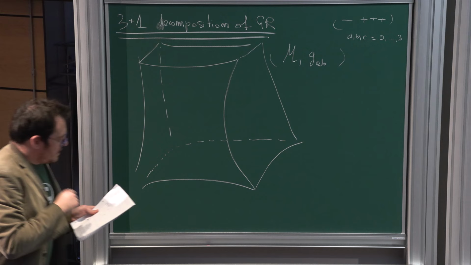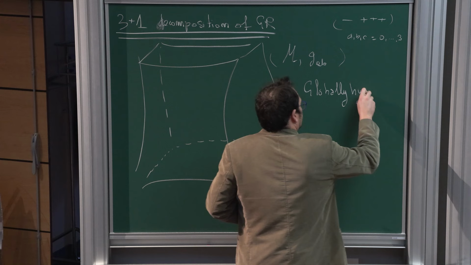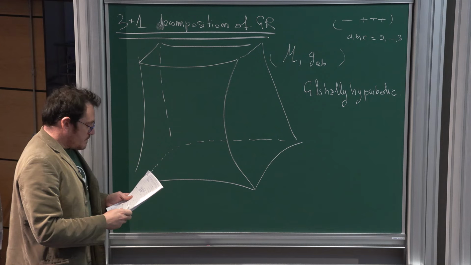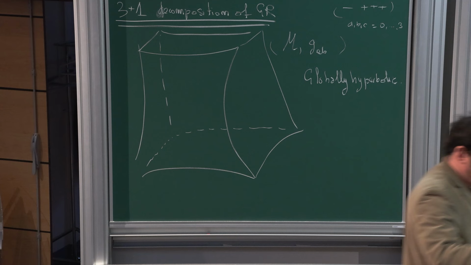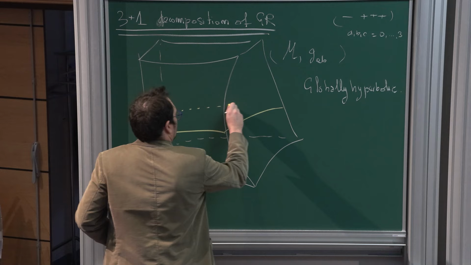Actually, the starting point of all of this is to make an assumption on this space-time and ask the space-time to be globally hyperbolic. This is an important assumption. It means that there is a Cauchy surface in this manifold. And what it implies is that this space-time can be foliated in space-like hypersurfaces.